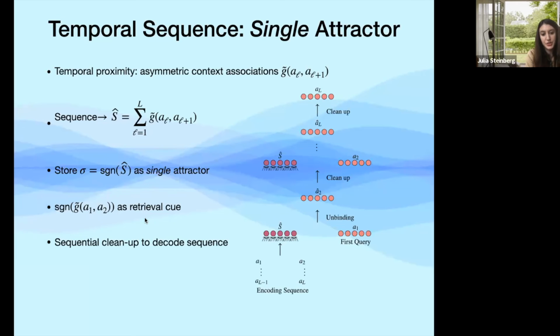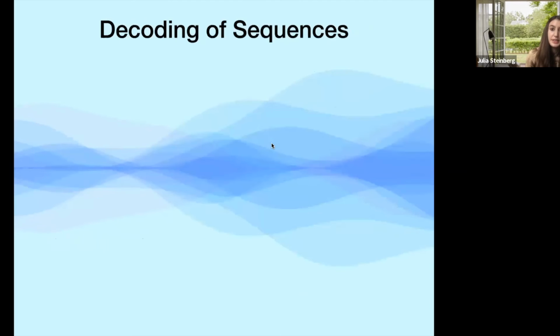So now what you can do is sequentially do a cleanup operation to decode the sequence. Here you can see you encode all of these items in the sequence and store it in memory. You use the first item as a query, do the unbinding, you get an estimate for the second item, you clean that up, use that as a query, get the next item, and so on until you get the last item in the sequence. It's attractive because the whole time you have the full representation of the temporal sequence, not just the current item that you're looking at.